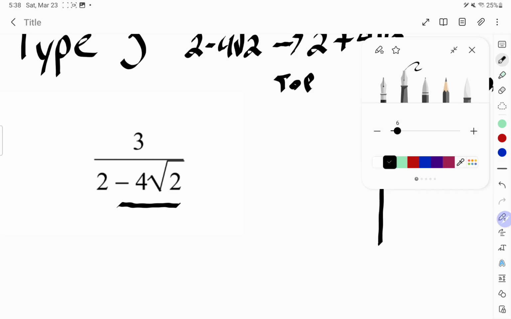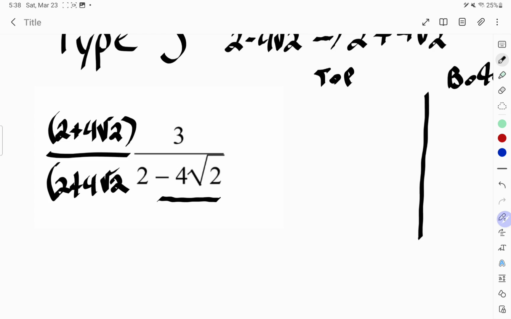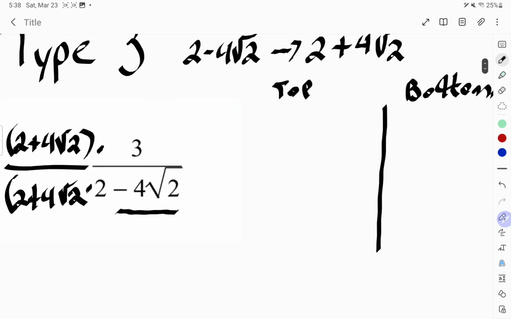So we know that we're going to be multiplying by 2 plus 4 square root of 2. Okay. And on the bottom, same thing. We know we're going to be multiplying by 2 square root of 2. We know we're going to do that on top and on the bottom. So let's go ahead and start doing that.